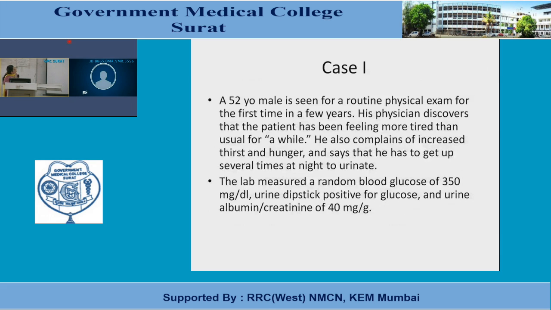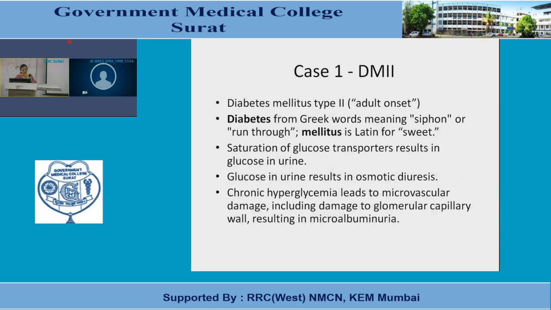A 50-year-old male is seen for a routine physical examination. He is feeling more tired, with increased thirst and hunger, and he has to go to the bathroom for urination at night. The lab measured a random blood sugar of 350. So here what do we suggest? It is usually a case of diabetes, and his urine albumin-creatinine is about 40 milligrams. So it's type 2 adult-onset diabetes mellitus.